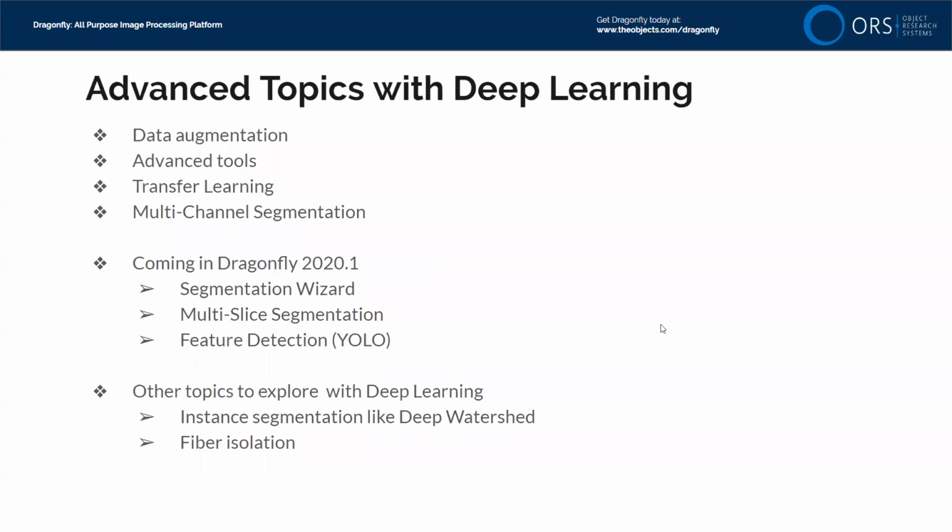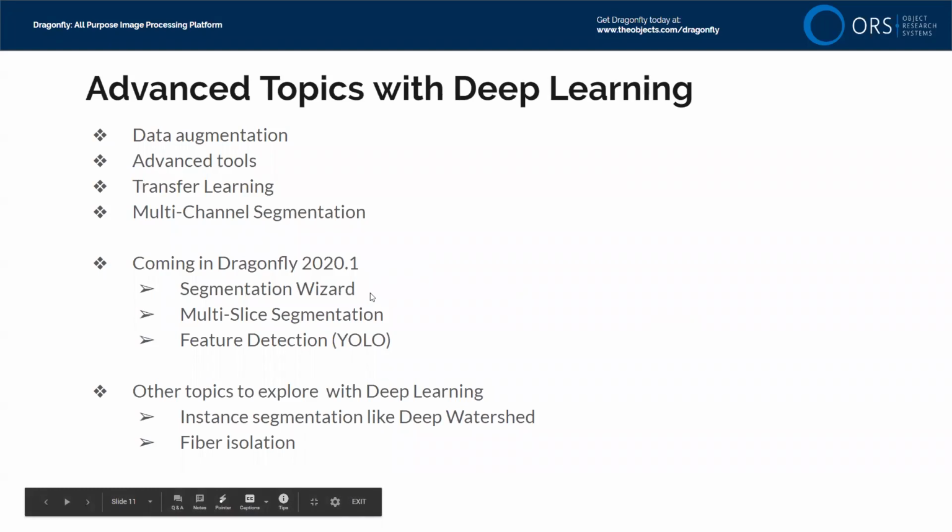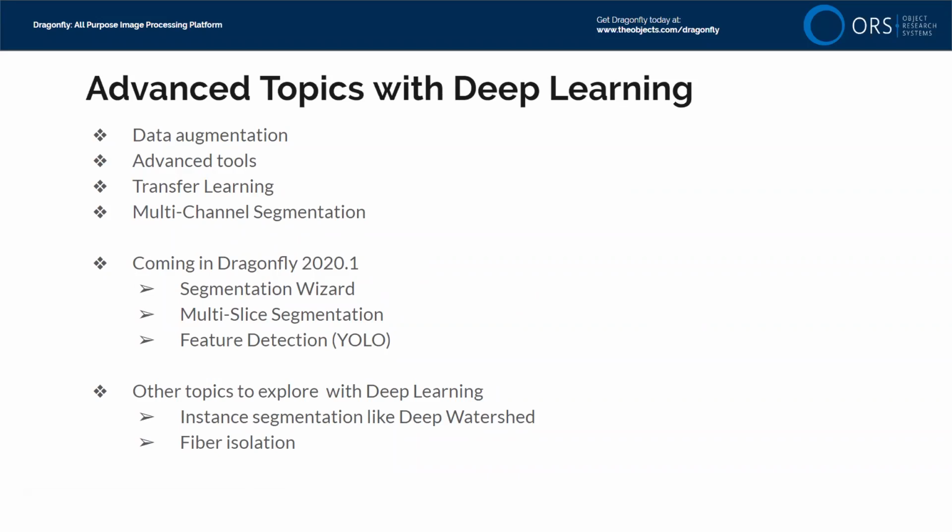Now, the remaining topics for today, we're not going to cover too much more, but I am going to talk about the data augmentation and the advanced tools panels of the deep learning trainer. I want to give you an example of transfer learning so you can see what that means. We'll talk briefly about multi-channel segmentation. Then I won't be talking about Segmentation Wizard. We will be talking about that in the future when 2020.1 releases, but I will talk very briefly about multi-slice segmentation and feature detection.